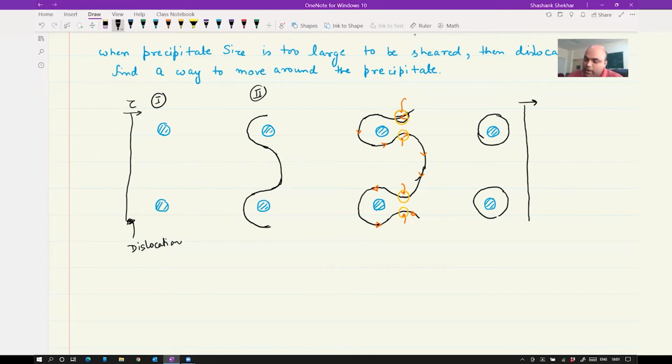Okay, so you have now generated two loops, one, this one here and another one here. Okay, so see, you have now learned a way of generating more number of dislocations also. So you had one dislocation which was moving on the slip plane, and then it observes two precipitates which are of larger size. It cannot cut them, so it bows around the precipitate, and by doing that it also generates more number of dislocations. Okay, so you have learnt a new method of generation of dislocations.